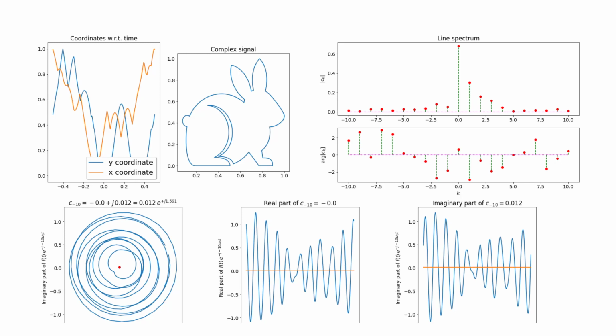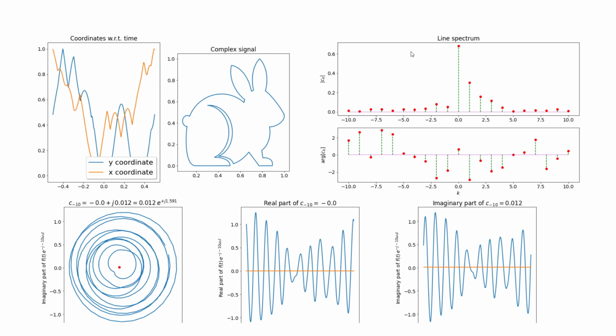Well, let us have an example of a complex valued function, and this function is here the rabbit function that you see here shown in the complex plane. Here on the left you see the x and y coordinates of the rabbit function. So this is really the real part and the imaginary part that we've spoken about before, and you see them represented as a function of time. As in the previous video, we have considered a period of 1 second, centered around t equal to 0, so from minus T over 2 to T over 2.